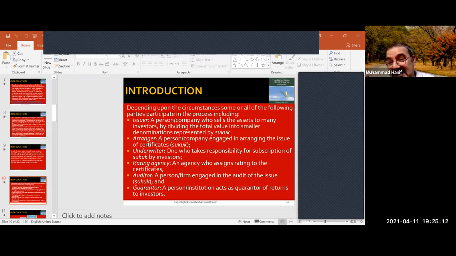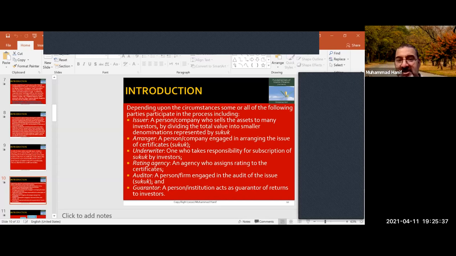Sukuk is a selling of an asset. So when an asset is there, why would you not get a good rating? It's backed by a real asset, if we talk in financial terms. So even if the company is not able to pay you, if it makes a default, the asset is there. Go sell the asset and get your money back.